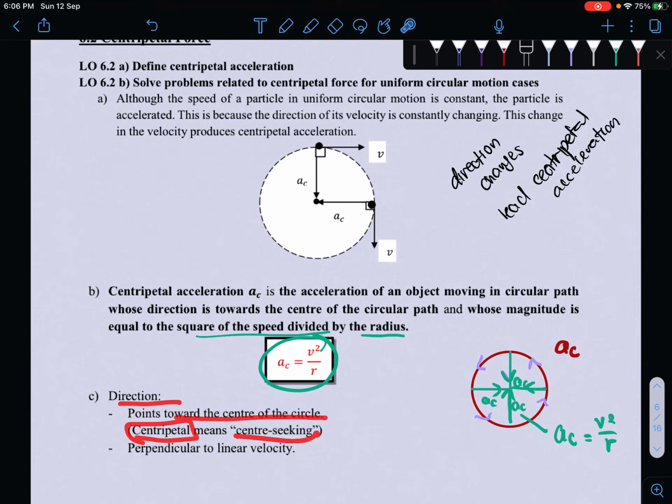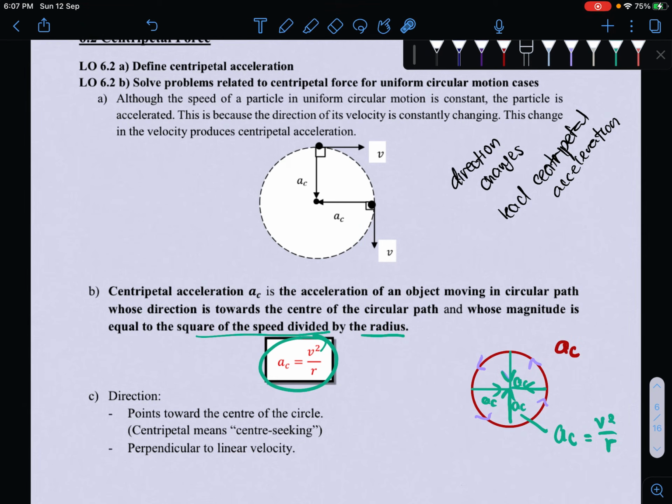Centripetal here means center seeking. So centripetal ini membawa maksud center seeking. Acceleration adalah, kita tahu dia adalah any object that have velocity is going to have an acceleration as long as the velocity changes. So it is a center seeking acceleration and the acceleration is always perpendicular to the velocity.